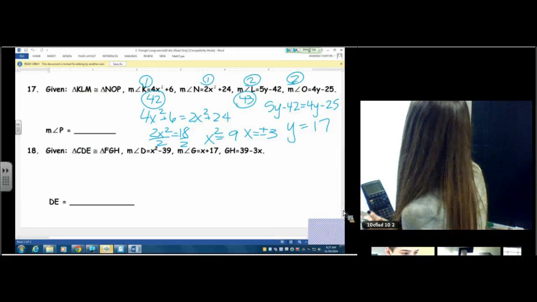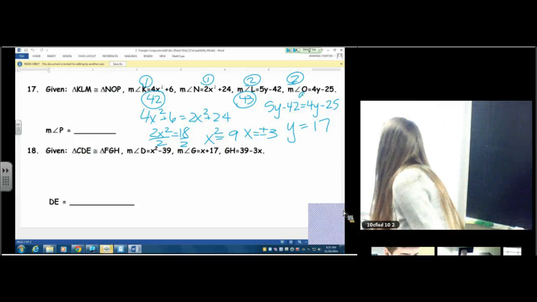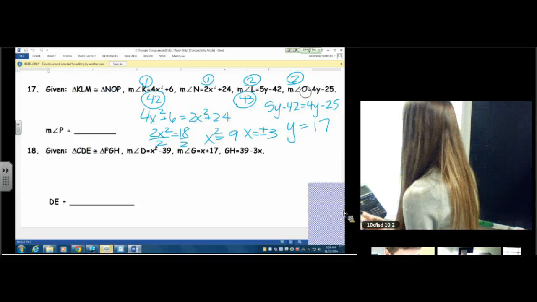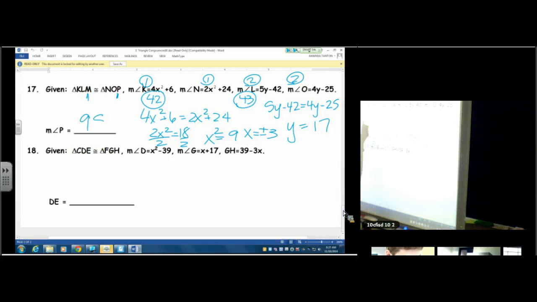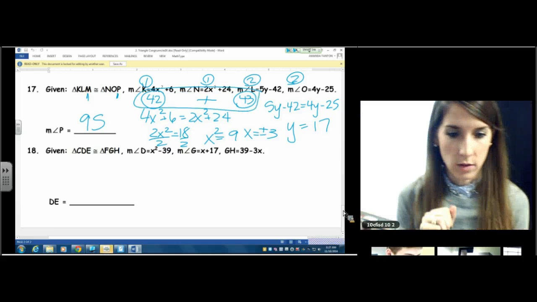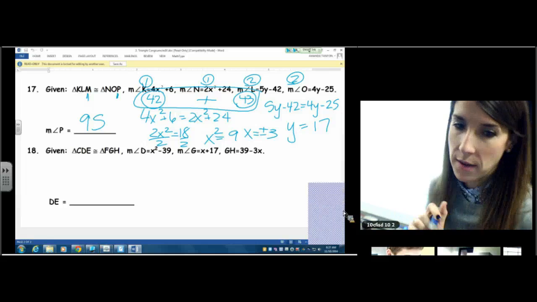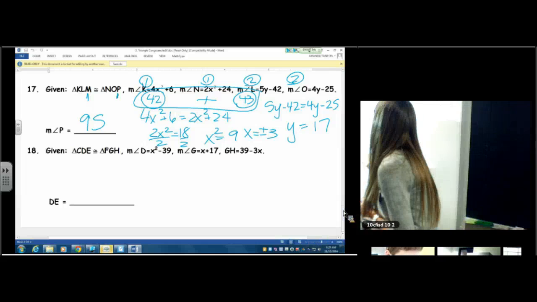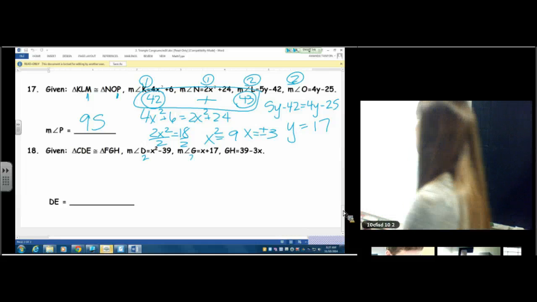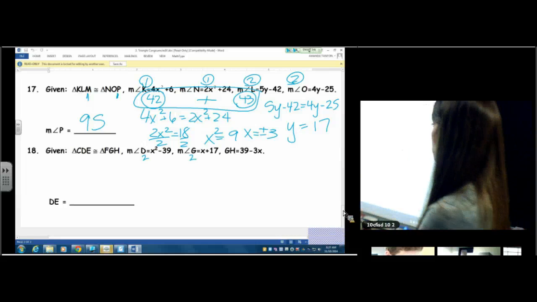And angle O is, not angle O, sorry, the remaining angle, so angle M and angle P are both 95. How did we get that? We added these two up and we subtracted from 180 because it was a triangle. Very good. Last one. Let's see, we're given angle D, listed second, angle G, listed second, and then we're given side GH.